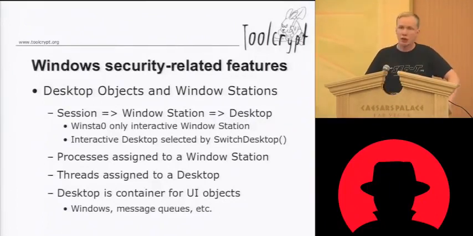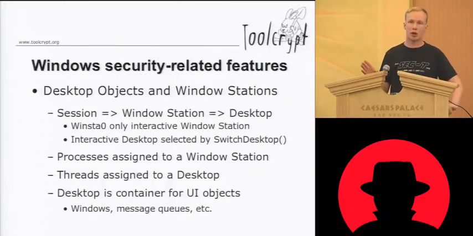For example, there's the interactive desktop that you get logged into, essentially. And there's also the logon desktop, which is where you enter your credentials at the login prompt, and also where you get sent to when you press Control-Alt-Delete. Now, processes belong to a Windows Station, so they map at that level. But threads can be assigned to different desktops within that Windows Station.